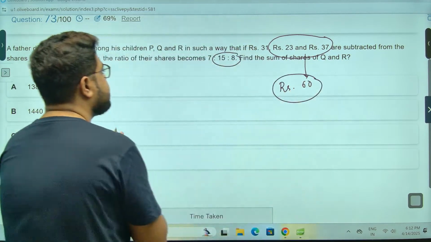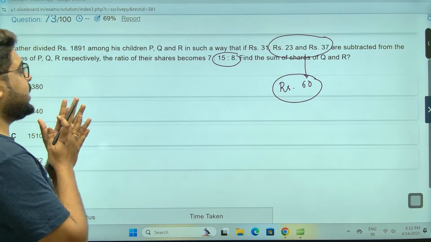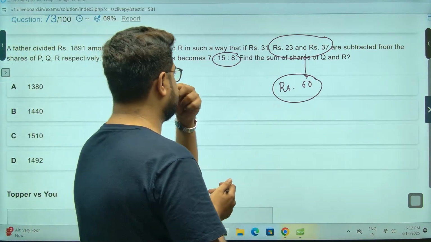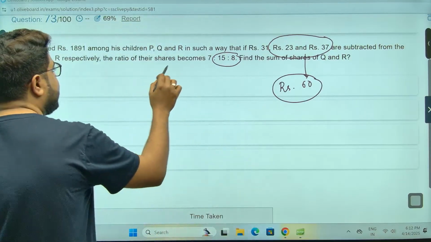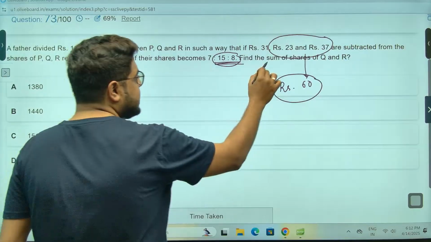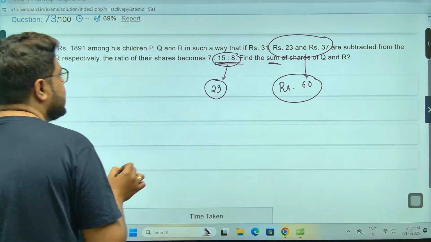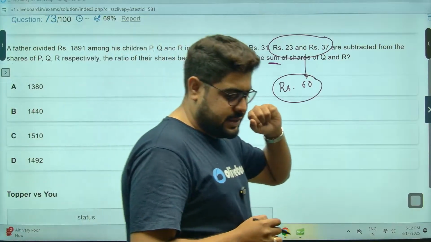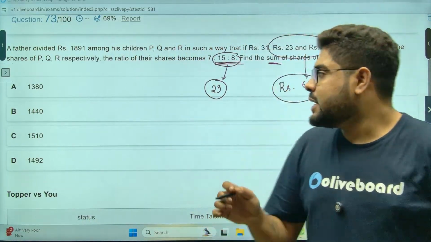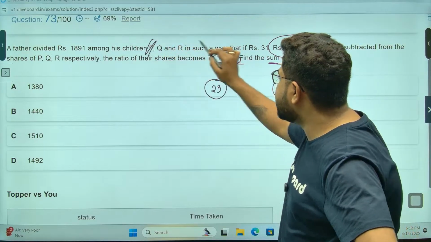Right? So, sir, if I need to subtract this, then it should be divisible by this. 15 plus 8, so the sum is 23. Think like this, sir. After subtraction, the ratio is 15 to 8. Only, there is no P. P is not there, sir.